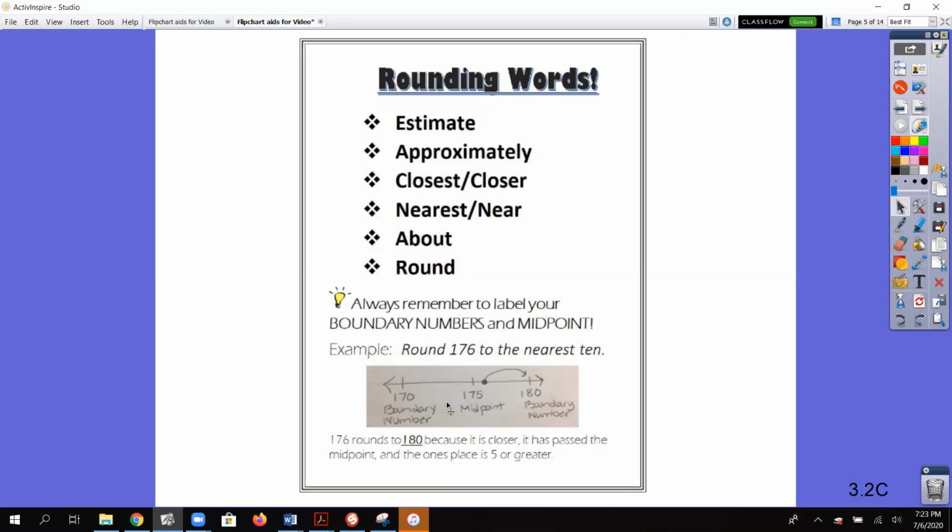When we're looking at rounding, there's always boundary numbers, and those usually have a 0, and then your midpoint will be right in the center, and that usually has a 5 somewhere. So this example says round 176 to the nearest 10. Okay, so 176 is in between two boundary numbers, and those two boundary numbers are 170 and 180. So we put a dot where 176 should be, right past the midpoint.